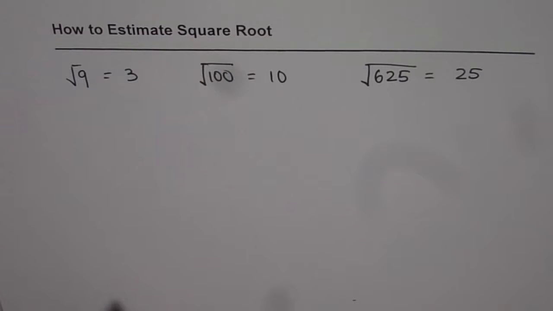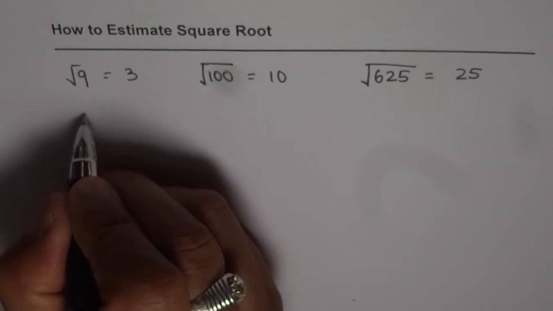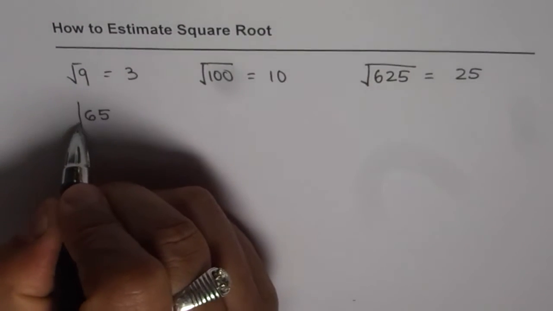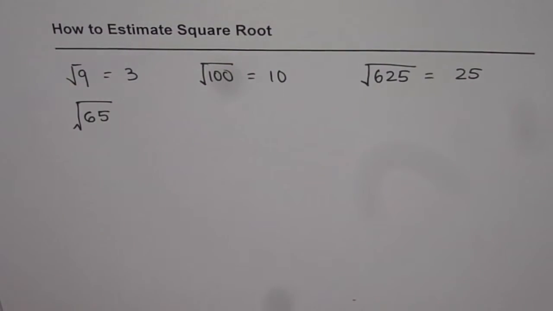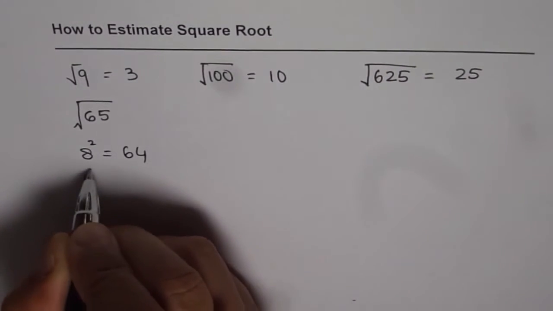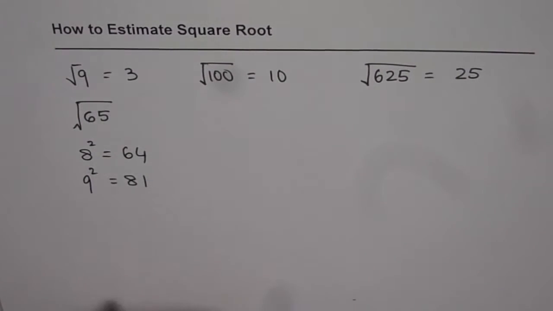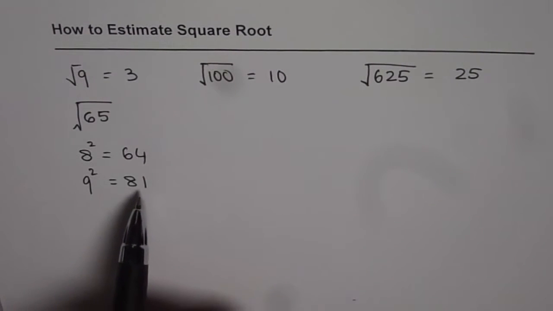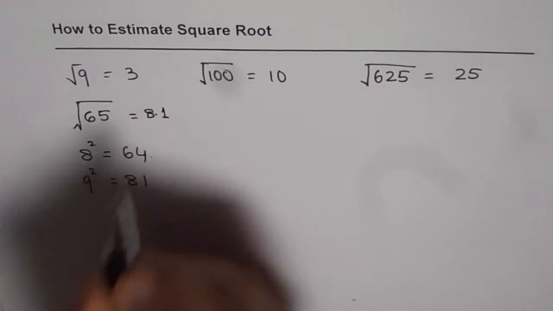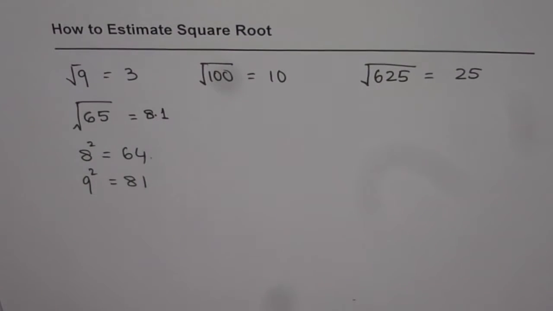Now let us take a situation when we have a number which is not a perfect square. So in that case, how do we estimate? So let's start with a number like, let us say 65. So we need to find square root of 65. What can it be? We know 8 square is 64, 9 square is 81, and since 65 is very close to 64, our estimate is that this should be equal to 8.1. That's a neat way of estimating, right?